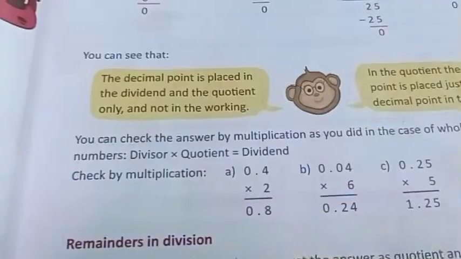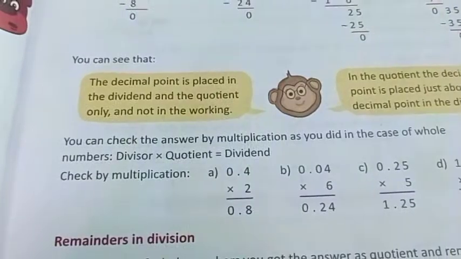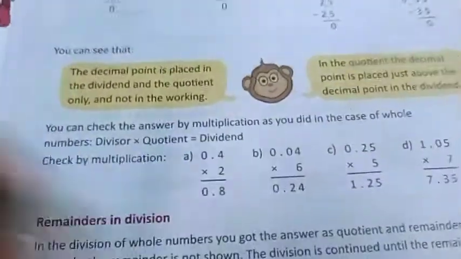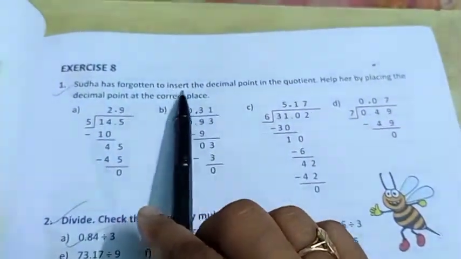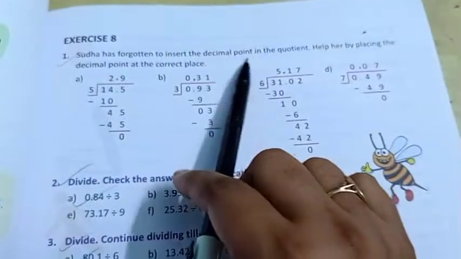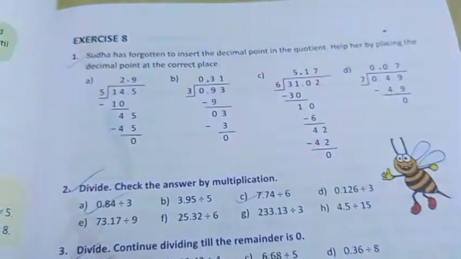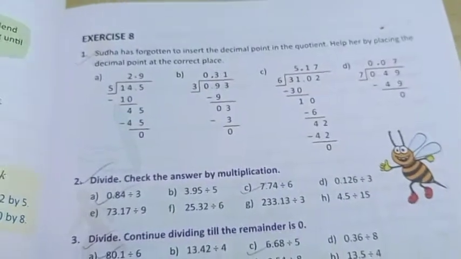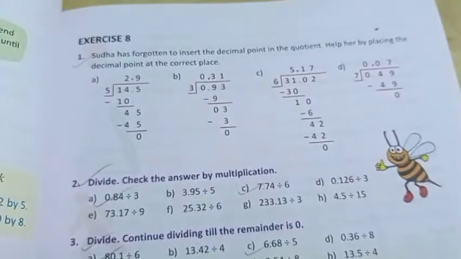Okay, but the formula you already know: dividend is equal to divisor into quotient plus remainder. Okay, the first question, let us go. Sudha has forgotten to insert the decimal point in the quotient. Help her by placing the decimal point at the correct place. So you need to put the point in the correct place. As you all know, you need to put the point in the quotient, right?